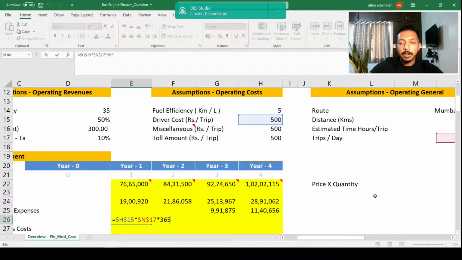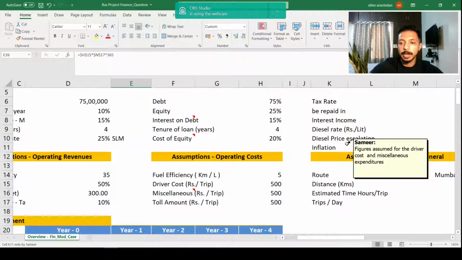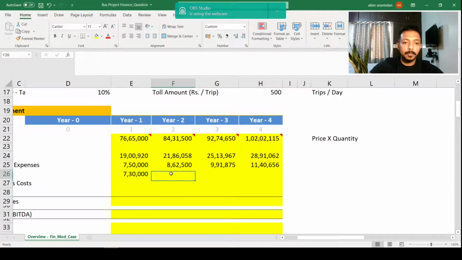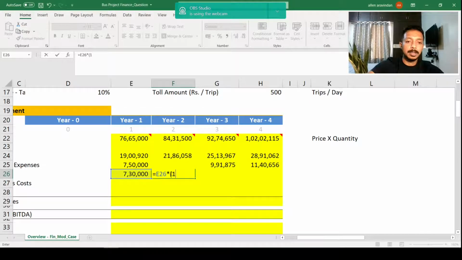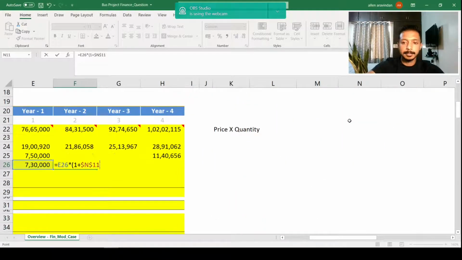And now, does the driver cost increase year on year? So we have to go and check the inflation assumptions out here. If you see here, it is written that the inflation rate is applicable for the driver cost and miscellaneous expenditures, right? So we're going to increase that with the inflation rate. There you go.